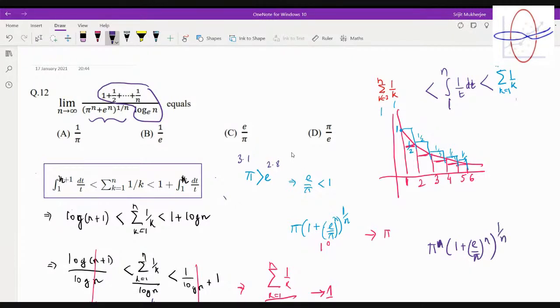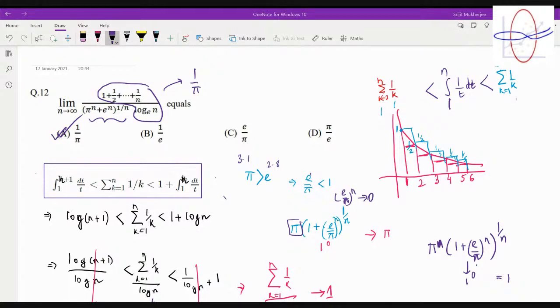So now observe as n tends to infinity, this goes to 0 because e by pi is less than 1, so e by pi whole to the power n will be going towards 0. And therefore we get that this goes to 1 to the power 0 form. Now 1 to the power 0 form is 1, right? So therefore this goes to pi. So therefore it goes to 1 by pi. I hope all of you understood this now. And this is what we are getting over here.